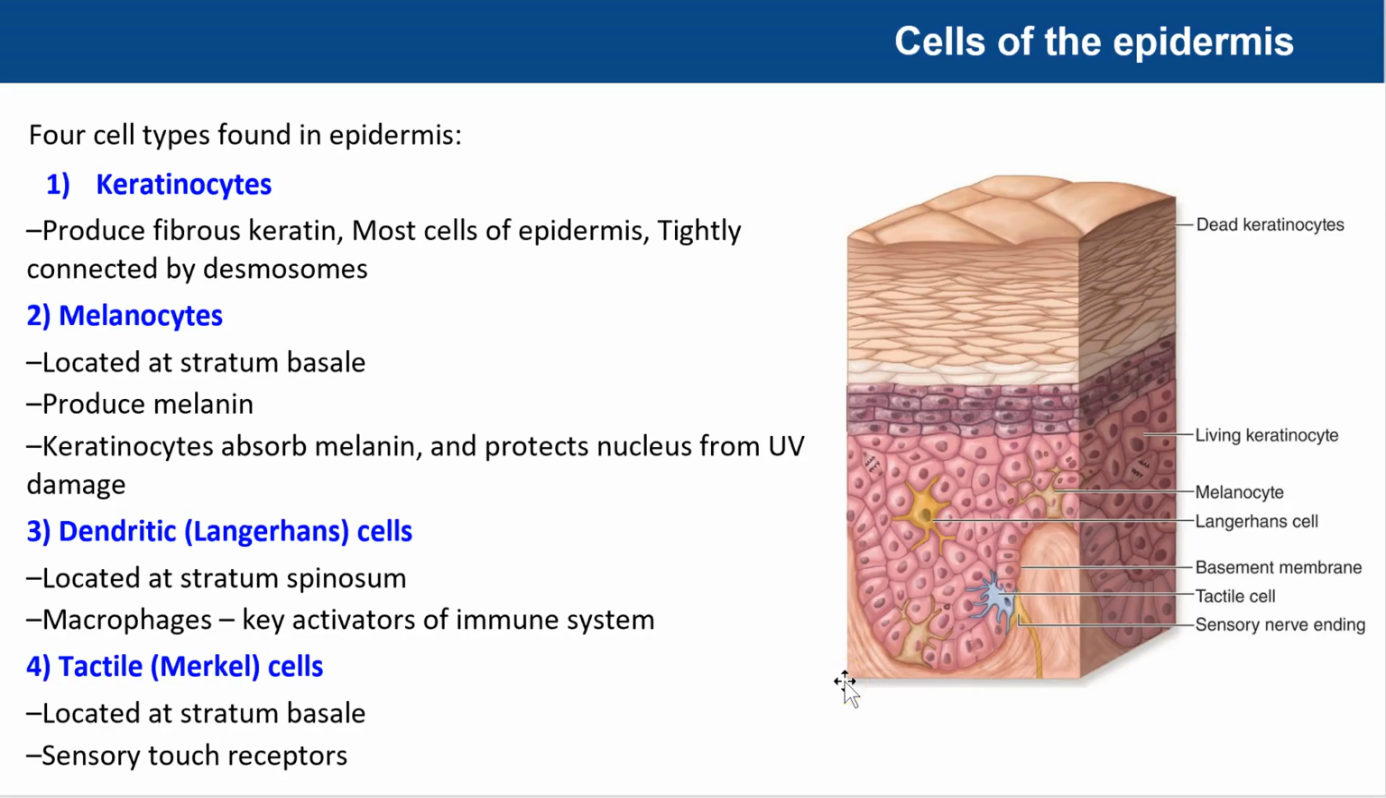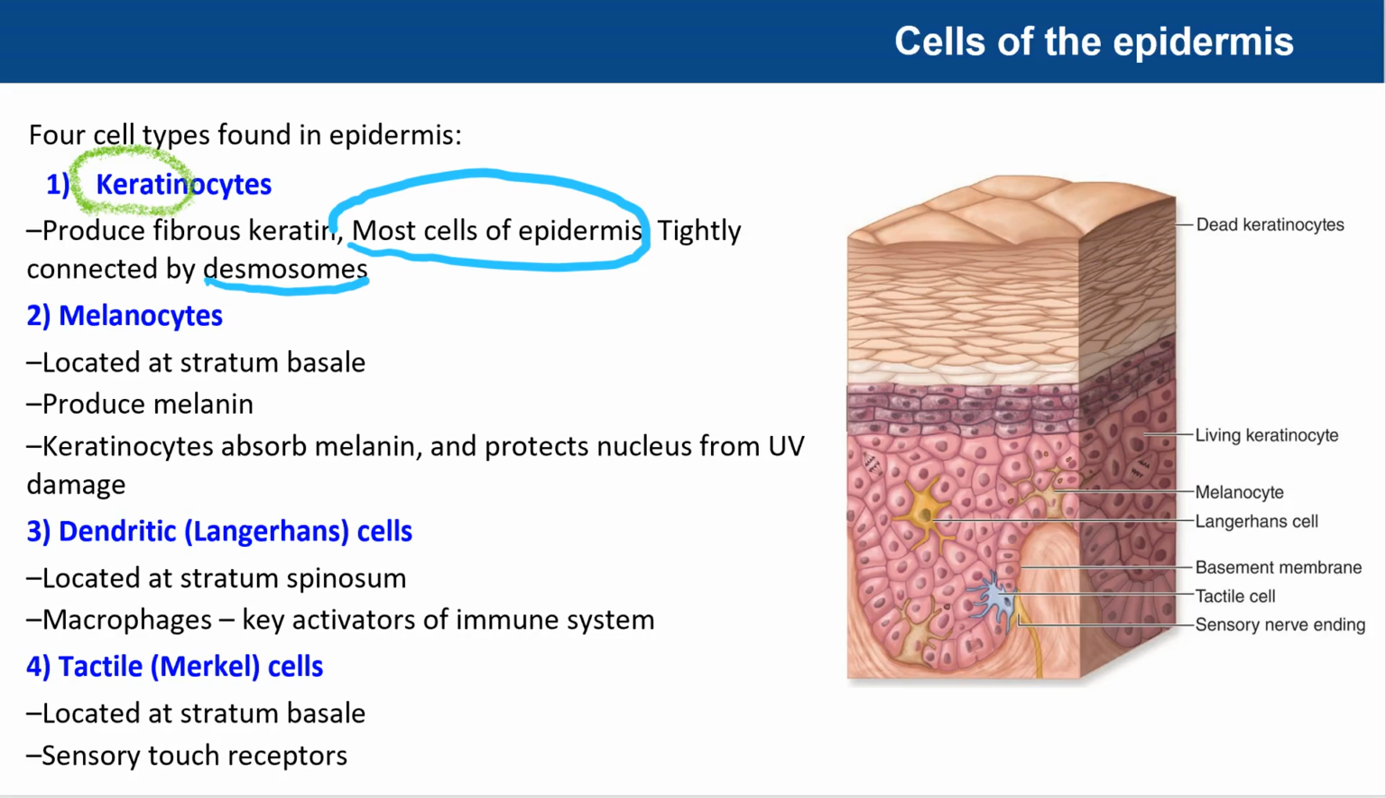In the epidermis of skin, there are four cell types. We have keratinocytes, melanocytes, dendritic or Langerhans cells, and tactile or Merkel cells. Keratinocytes are the most abundant cells of the epidermis, and between these cells we have desmosome junctions. Their job is very obvious from their name, keratinocyte. It means these cells produce keratin.